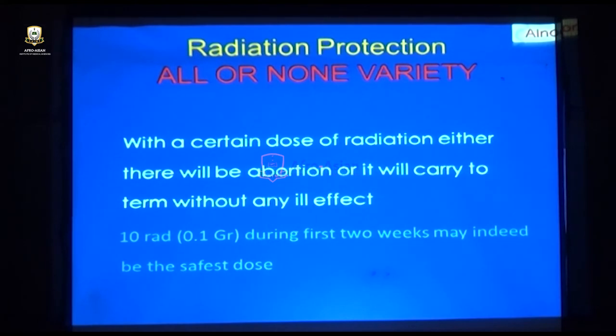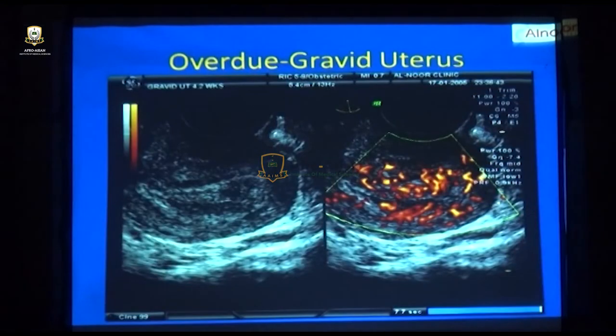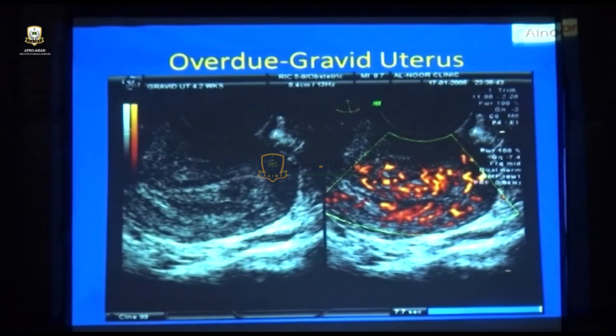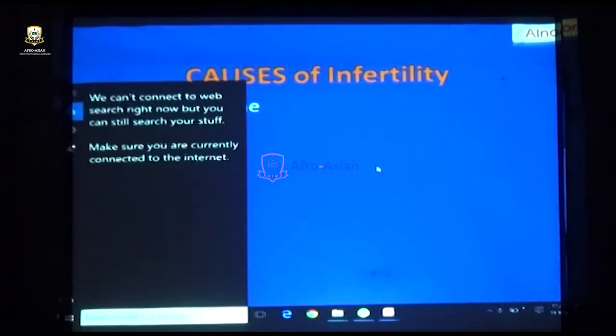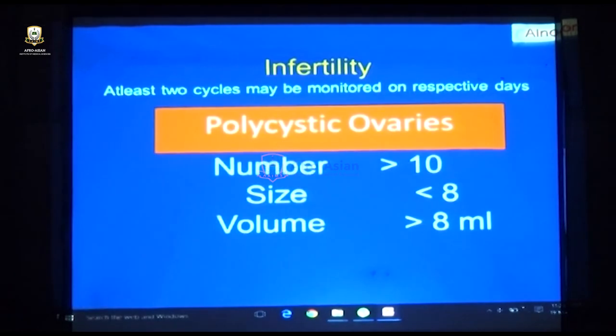So please don't get worried if you are getting radiation exposure in the second half of the cycle or 1 or 2 days after that. As I told you, once you become a gravid uterus, you have increased vascularity, you can appreciate it here. I'll just take a few more slides. There's a long list of causes, but I'll just show you one slide which 2D, 3D ultrasound can do.